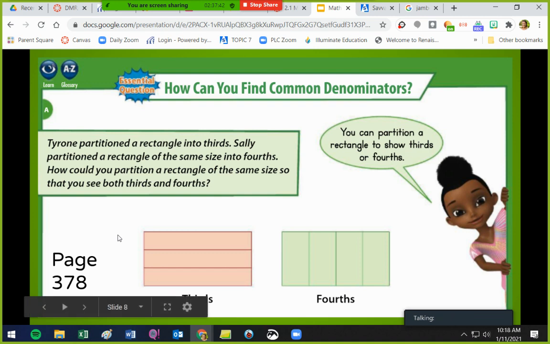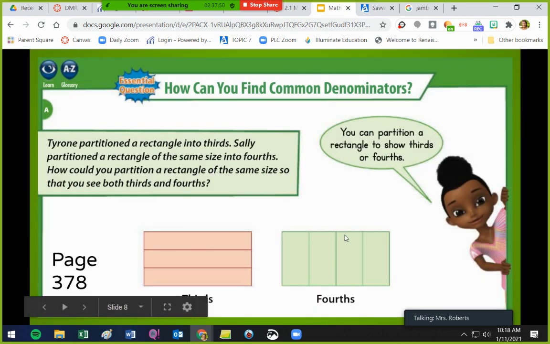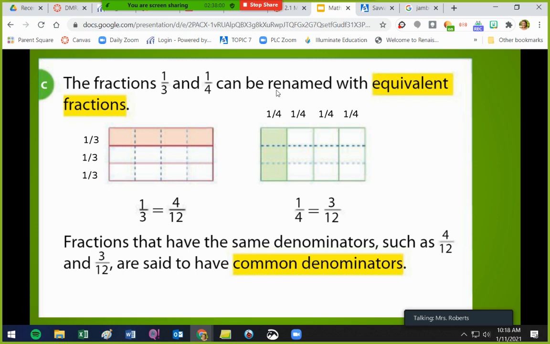Okay, so let me show you. Do you see how they took Tyrone's rectangle and put it on top of Sally's rectangle? And do you see now how I see 1, 2, 3? There's my thirds. But then going up and down, I see 1, 2, 3, 4. So I can see my fourths and I can see my thirds.